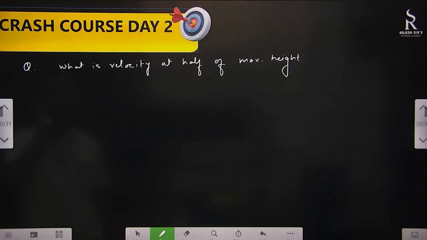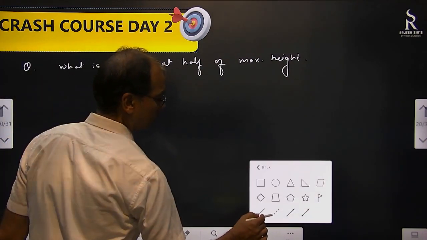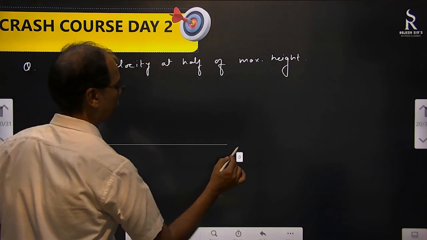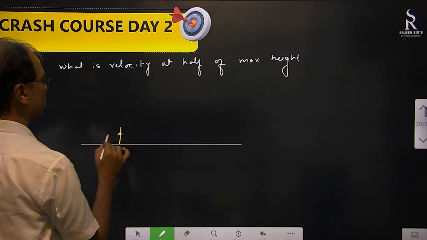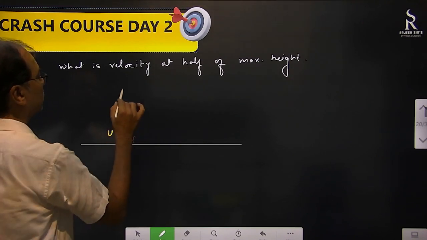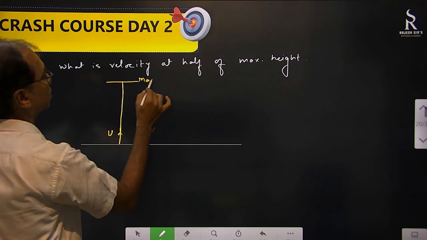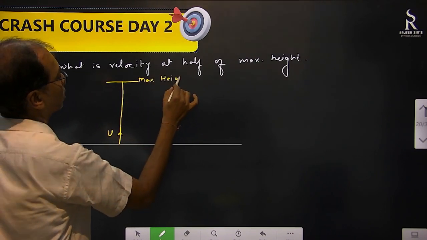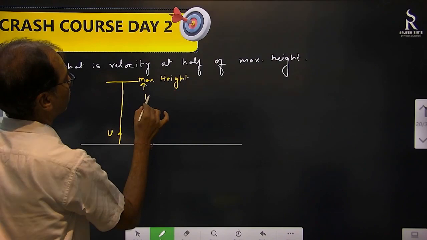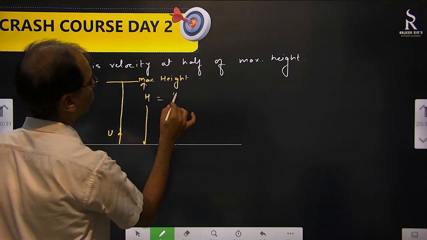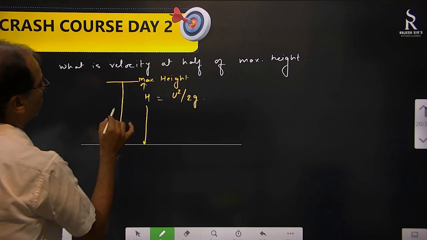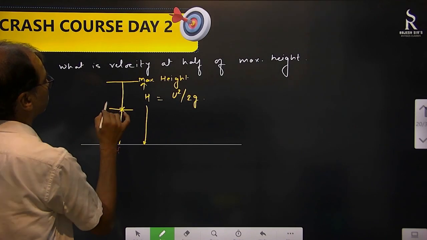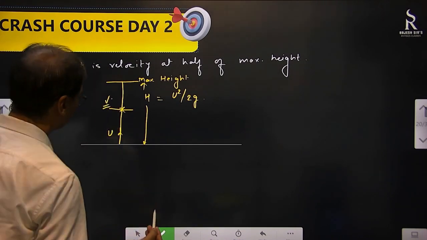Okay. What is the velocity at half of maximum height? Easy question. See that? So we are throwing it from here. This is u, and let this be the maximum height. Okay, and its value also we know. We already calculated. What is the maximum height? U square by 2g. What is the question asking? What is the velocity at half of maximum height? Let's say its velocity is v here. Okay, how to solve?